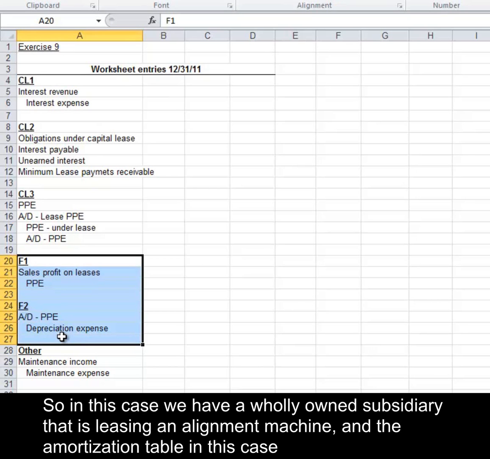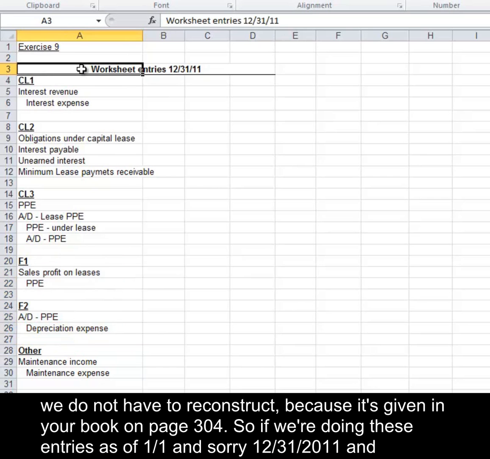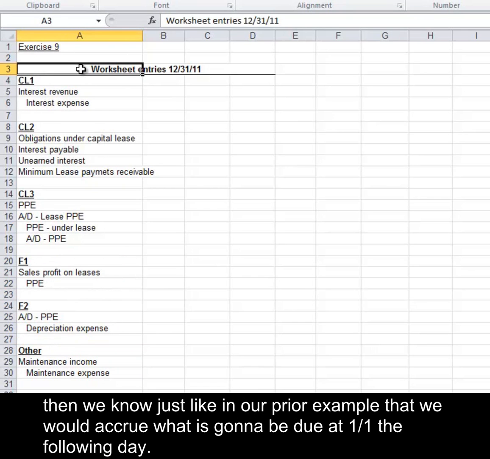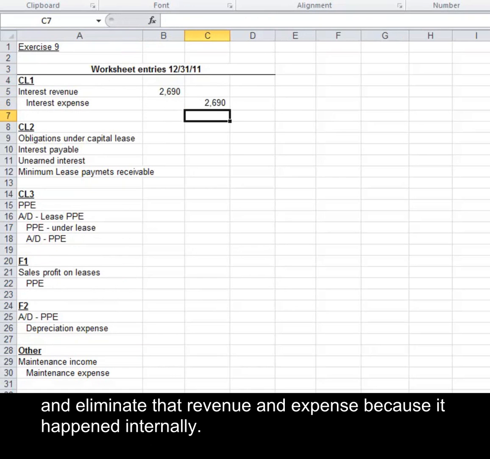So in this case, we have a wholly owned subsidiary that is leasing an alignment machine, and the amortization table in this case we do not have to reconstruct because it's given in your book on page 304. So if we're doing these entries as of 12/31/11, then we know, just like in our prior example, that we would accrue what is going to be due at 1/1 the following day. So we want to take the $26.90 and eliminate that revenue and expense because it happened internally.